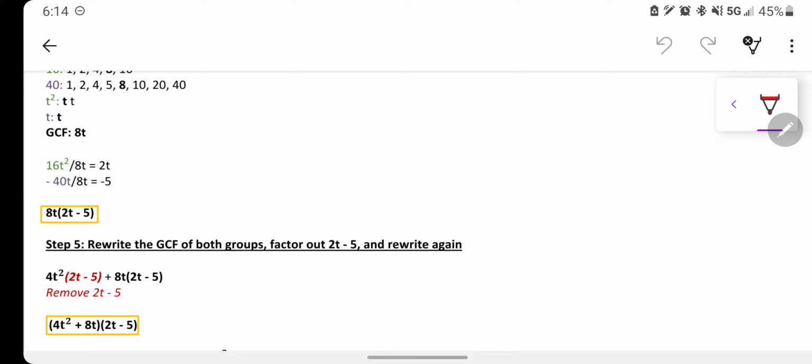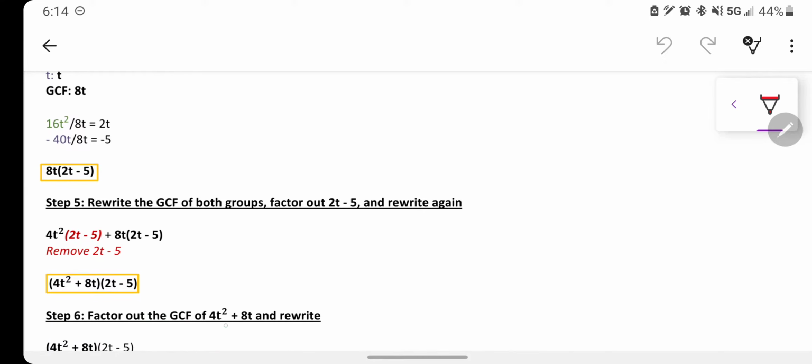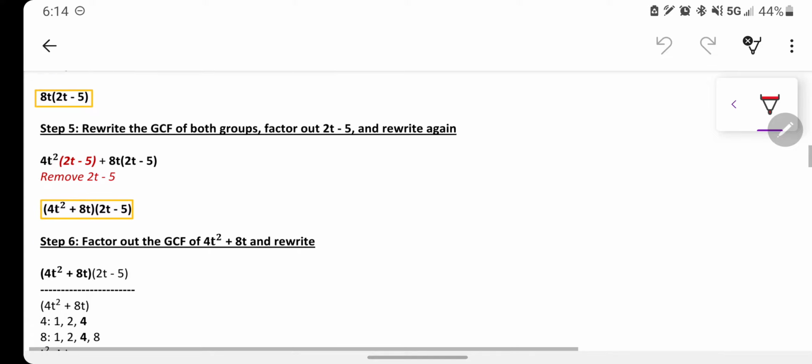But now we know this factor right here, we could still factor it out more. We could factor it out further. So step 6 is going to be factor out the GCF of 4t squared plus 8t and rewrite again, pretty much.